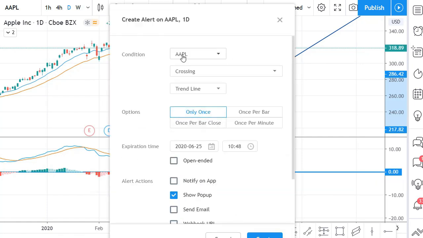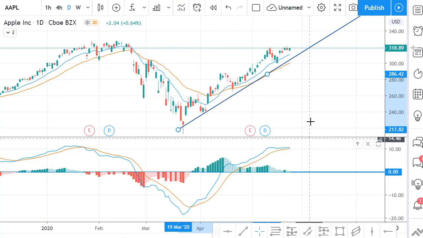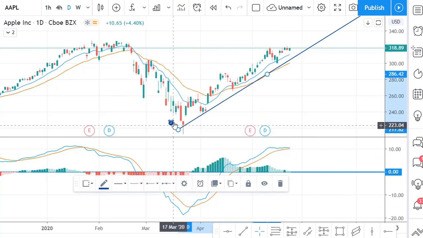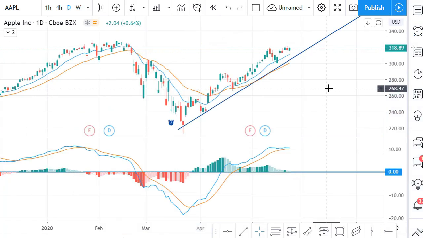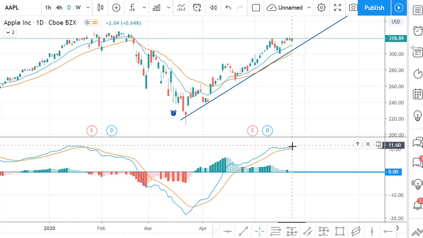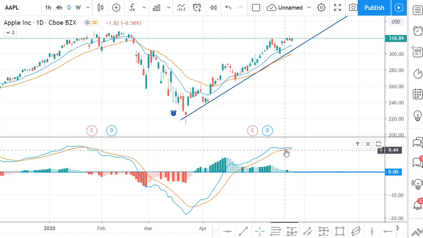You can add an alert, and this says Apple crossing the trend line, only once, and the expiration date would be a month from now, and you can get a pop-up and send an email and so on. If we create that here, we can see that a little alert watch clock is coming up down here, and that tells us that there's an alert set. We can always go into the menu out here to see all of the alerts we have put on. All right, but what you can do if you want to trade with an indicator is that you can actually put an alert on some of the indicators down here as well.